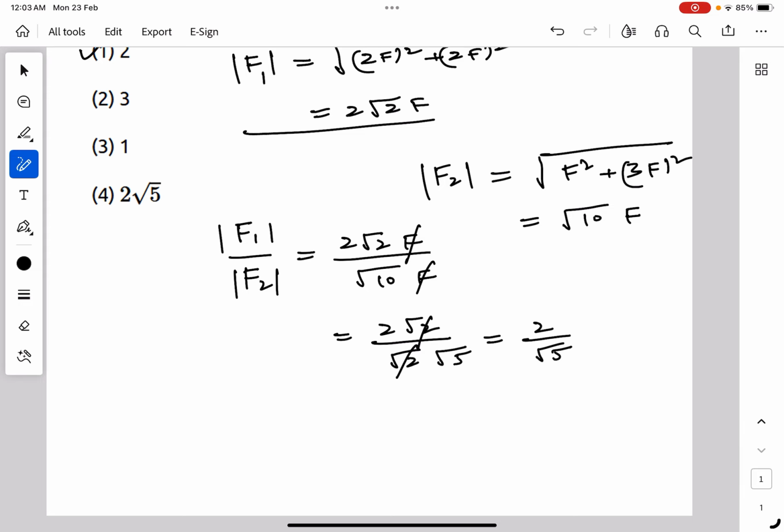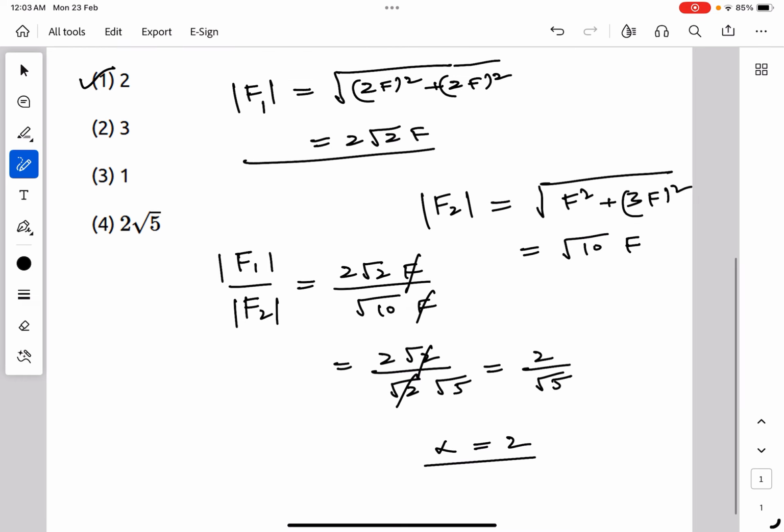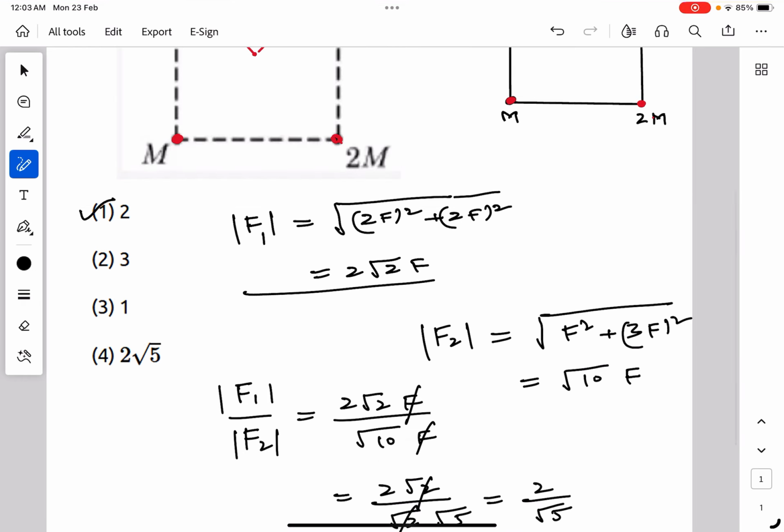Therefore, alpha is equal to 2. So option 1 is correct.